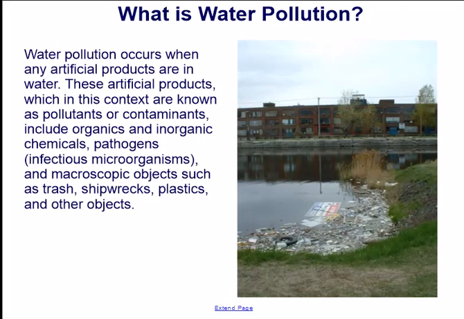What is water pollution? Water pollution occurs when any artificial products are in water. These artificial products, which in this context are known as pollutants or contaminants, include organic and inorganic chemicals, pathogens, infectious microorganisms, and macroscopic objects such as trash, shipwrecks, plastics, and other objects.